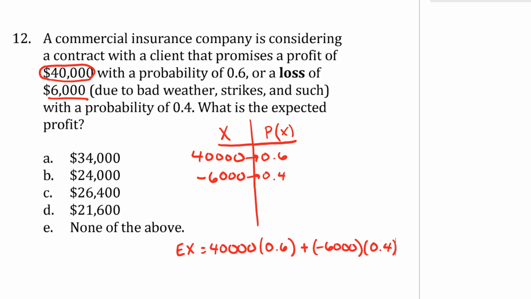If we just punch this into a calculator, we get an average or an expected value of 21,600, which is our answer D. Now that's one way we could find the expected value. The other way, of course, is just using our calculator, such as a TI calculator or, of course, StatCrunch. So let me just show the StatCrunch method very quickly.